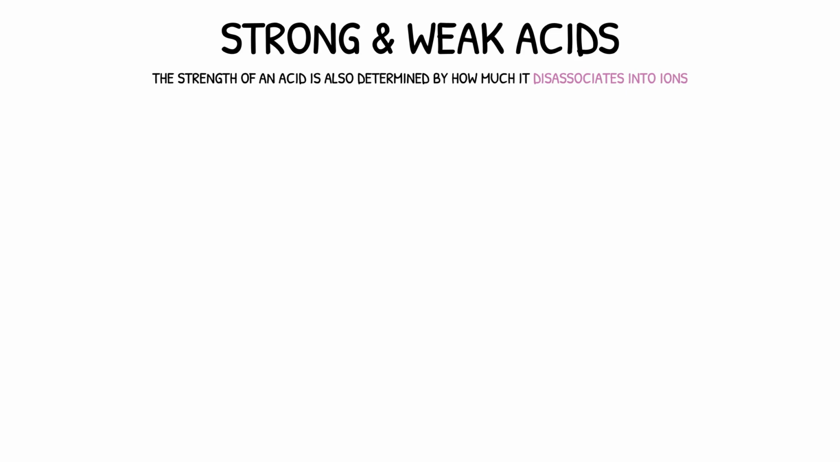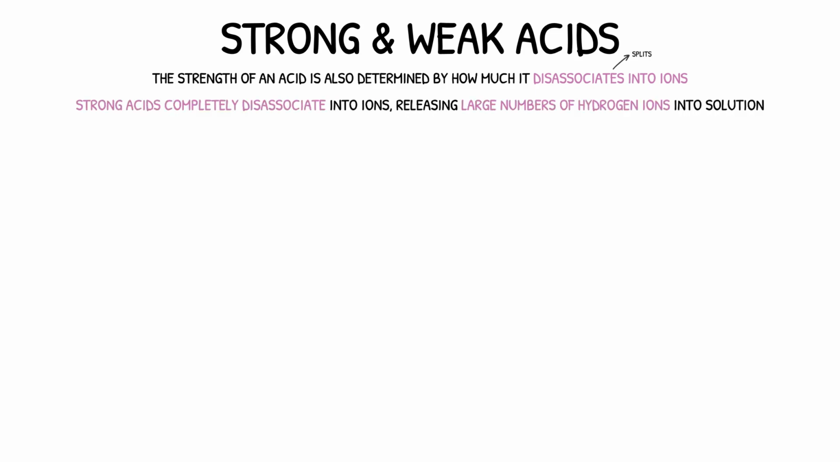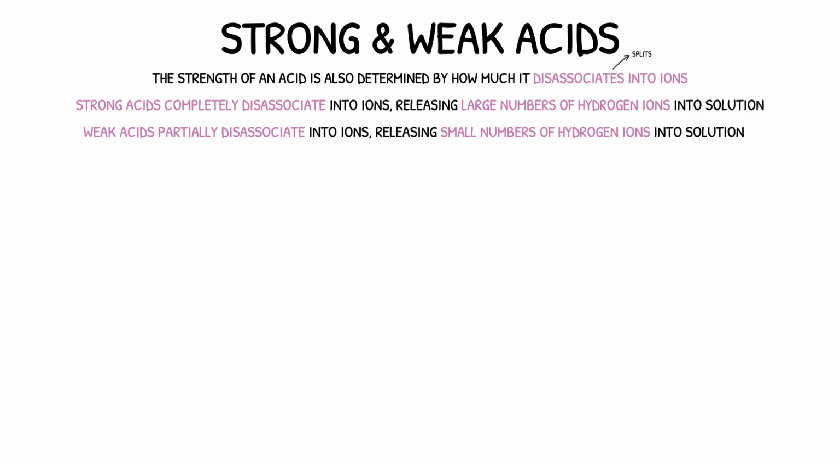As well as the concentration of hydrogen ions it contains, the strength of an acid is also determined by how readily it dissociates or splits into its respective ions. Strong acids completely dissociate into ions, releasing large numbers of hydrogen ions into solution, whereas weak acids only partially dissociate into ions, releasing smaller numbers of hydrogen ions into solution.